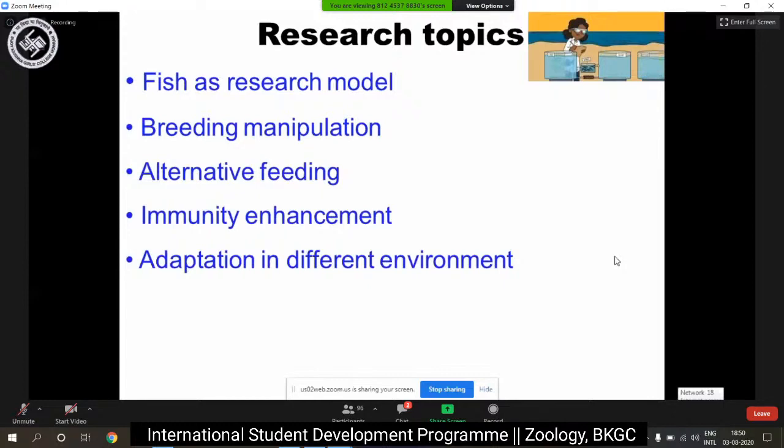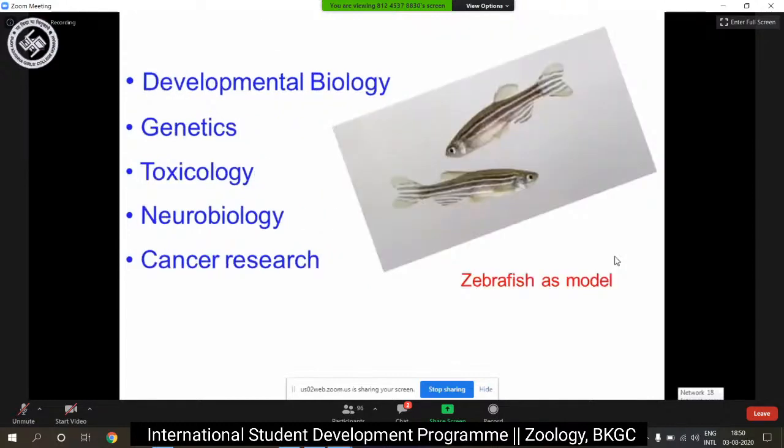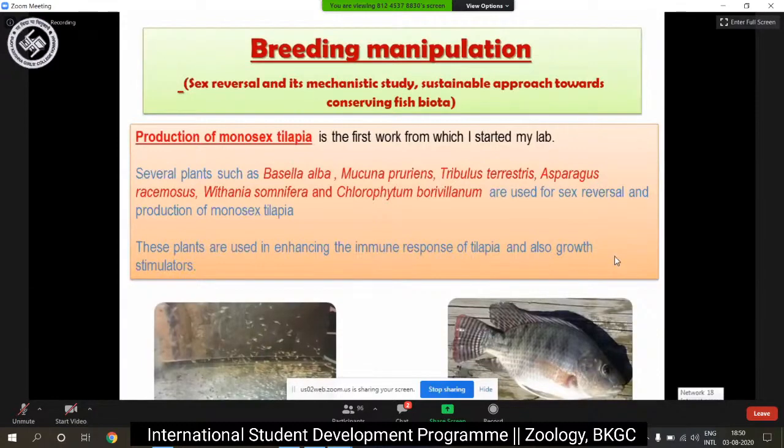Then we can work on breeding manipulation. Whenever we are looking for breeding manipulations, I can talk about what we do in my lab. We are going to produce different types of monosex fishes. In different fishes, one particular sex either grows large or shows better coloration. Even if we consider food fish, we'll definitely try to culture those which grow large and grow in a uniform way. And if we consider ornamental fishes, we would definitely like to culture those which have better coloration.